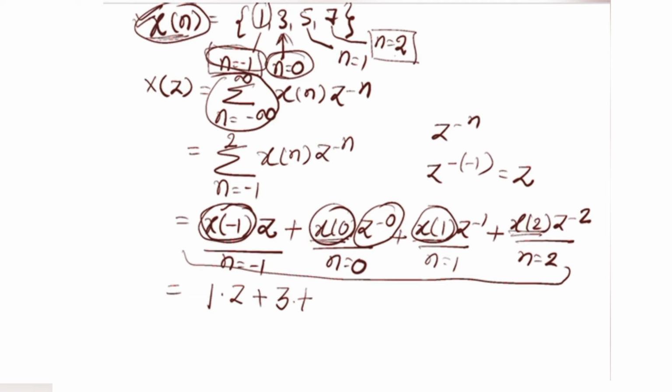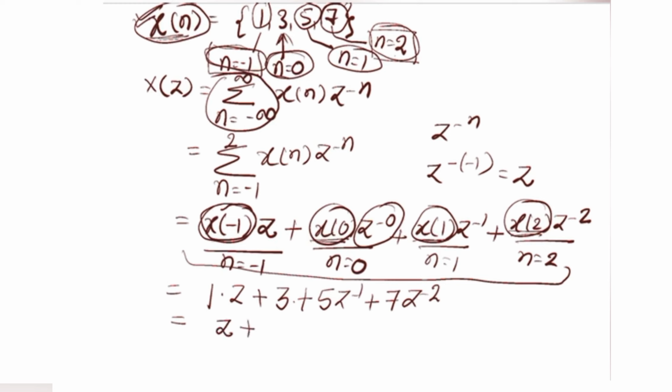x1. x1 means x[n] for n equals 1. The value is 5. So we will write here 5 z inverse plus x2. For n equals 2, the signal is having the value 7. So we will write here 7 z to the power minus 2. So the z transform value is z plus 3 plus 5z inverse plus 7z to the power minus 2.